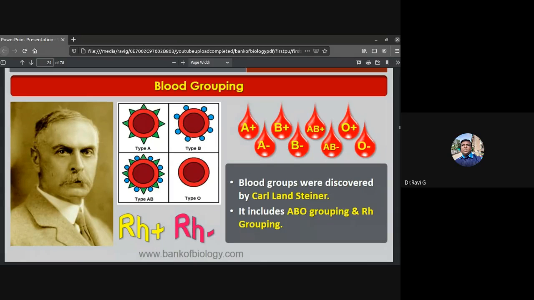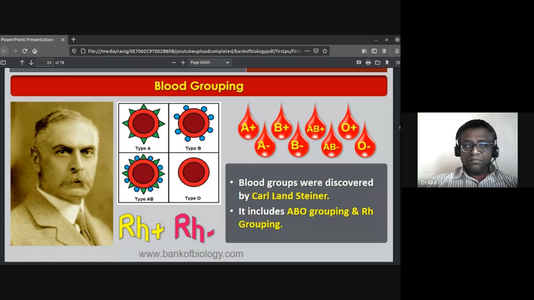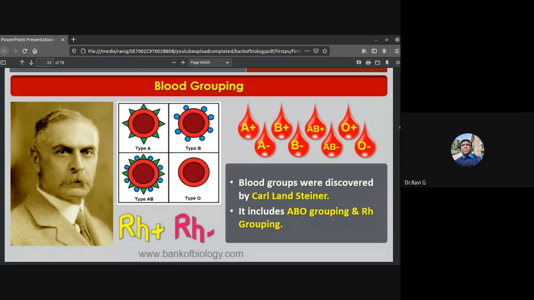So the blood groups were discovered by Carl Landsteiner. It includes ABO blood grouping. Even though all our blood is red in color, we have four types of blood group. Type A, that is A blood group. Type B or B blood group. Type AB blood group, and O blood group. So we have all these four types of blood groups. And they can be A positive or A negative, B positive or B negative, AB positive or AB negative, O positive or O negative. So these are the different possibilities of blood group and their RH factor.